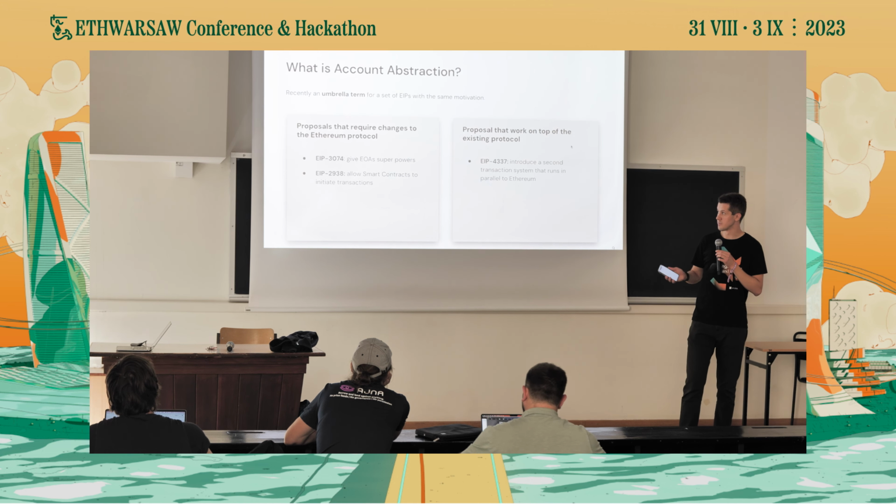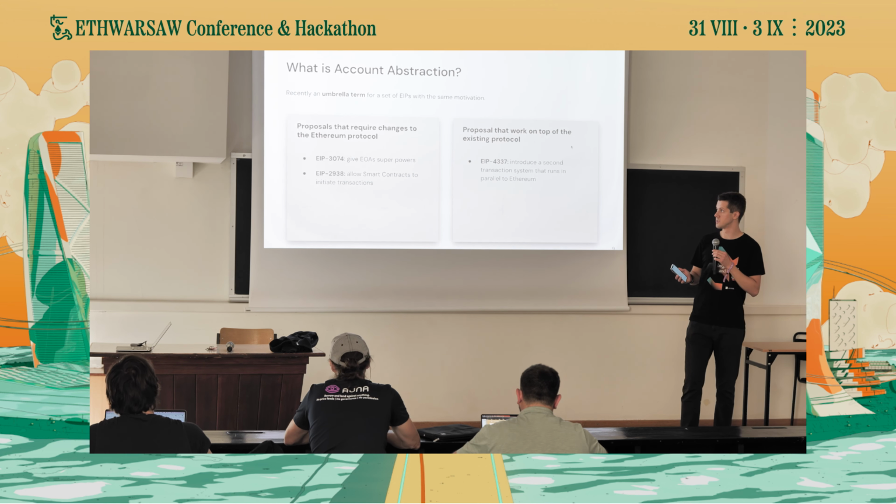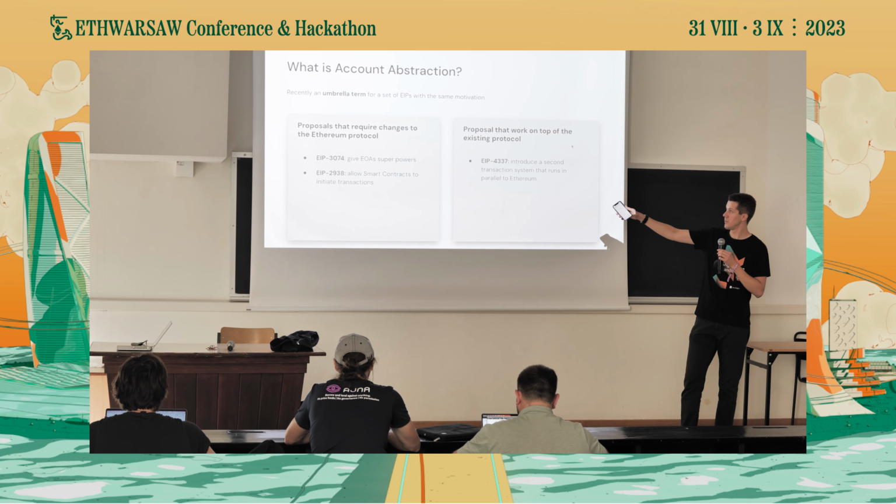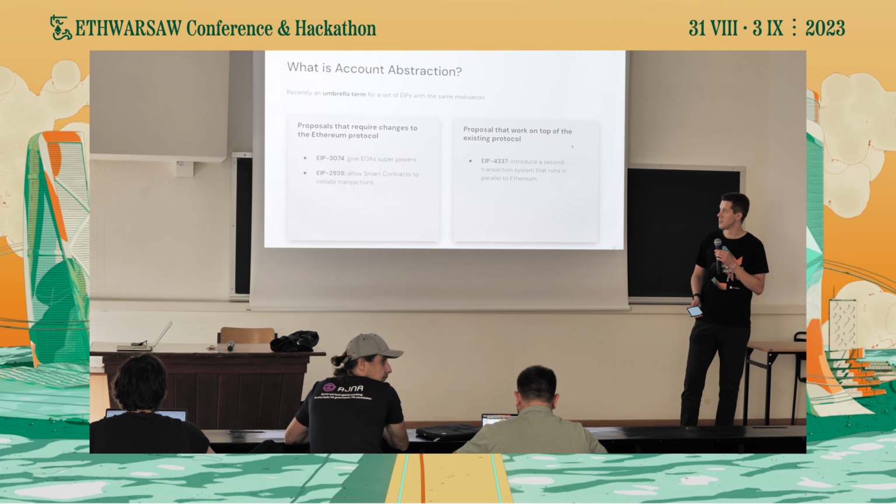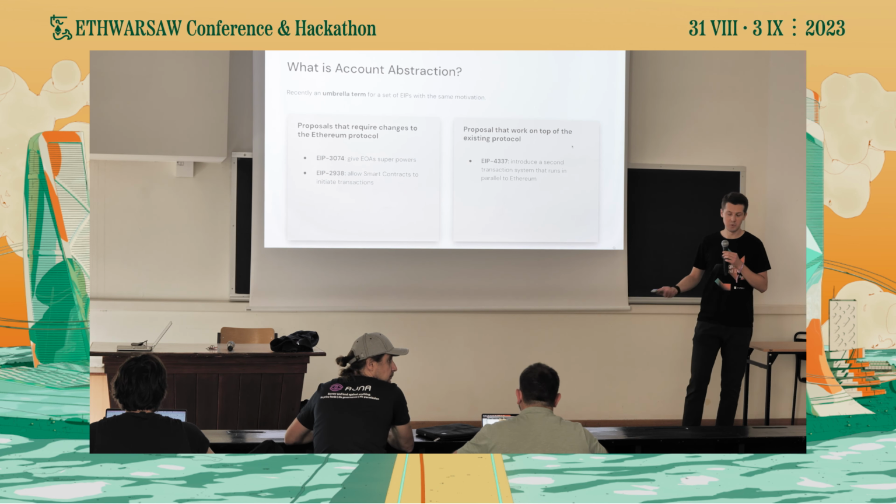Just to give you a glimpse of what those other proposals do. EIP 3074 was about supercharging EOAs to have more capabilities. And EIP 2938 was about allowing smart contracts to initiate transactions. As I mentioned, we're gonna focus on EIP 4337, which is about creating a separate transaction system that runs parallel to Ethereum and integrates with it nicely, obviously.